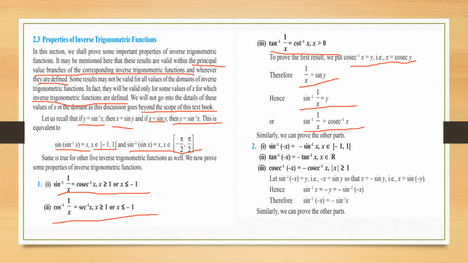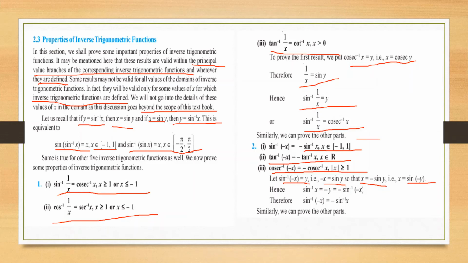Number 2 is sine inverse minus x equals minus sine inverse x for x belonging to the closed interval -1, 1. Tan inverse minus x equals minus tan inverse x for x belonging to R. And cosecant inverse minus x equals minus cosecant inverse x for mod x greater than or equal to 1. So take the first one: sine inverse minus x equal to y implies minus x equals sine y. Now to take the negative sign to the other side, I'll multiply by -1, that is x equals minus sine y, right? Now since sine is an odd function, minus sine y can be written as sine of minus y. This is not possible in the case of the cos function, that's why cos is not in this list. It has a different conversion.